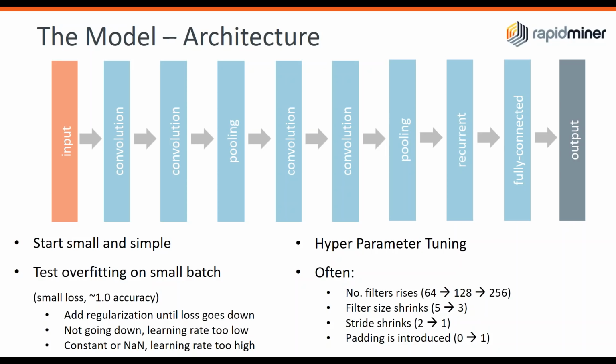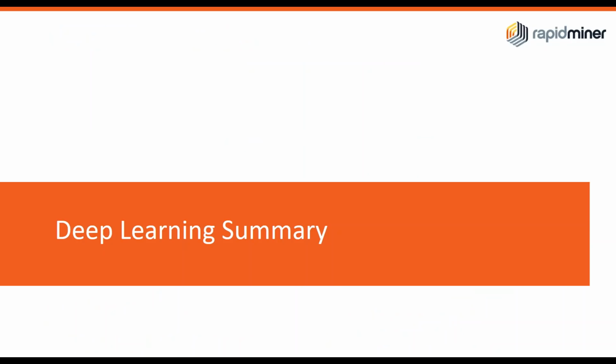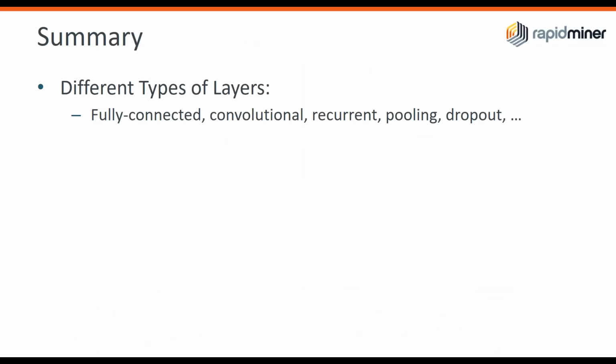For example, oftentimes you start with no padding, so no zeros around the corners. But later on in the network, you might introduce padding because you want to focus on the border values as well, because you want to take in more detail as you go. So a brief summary about what we've just learned. There are different types of layers: fully connected, convolutional layers, recurrent layers where you can go back, and in convolutional layers, you're only observing one part of the previous layer, pooling to reduce the size, dropout to make sure that the complexity of your model is not too big.